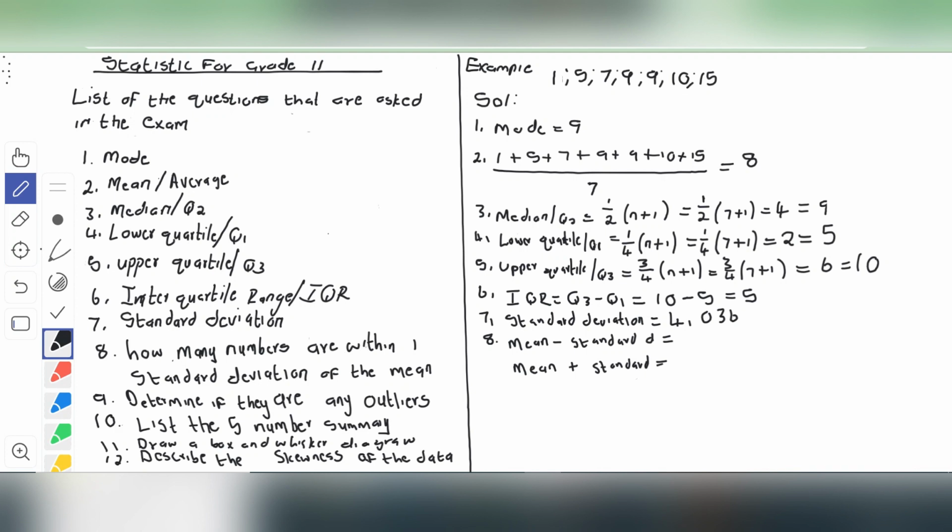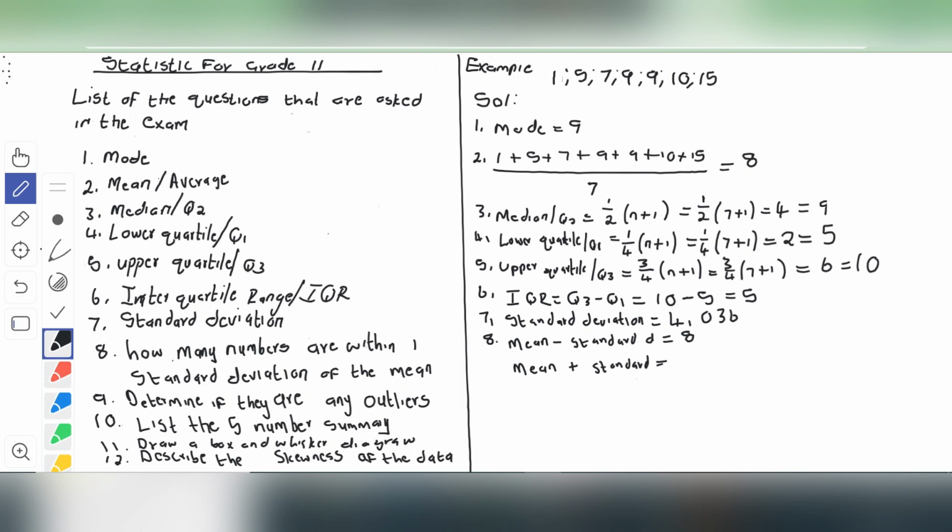For solving this question. So like it says, how many numbers are within one standard deviation of the mean? So we're going to say mean minus the standard deviation and also mean plus the standard deviation, right? Therefore, what is the mean? We calculated the mean and then we found that the mean or the average is what? It's 8.